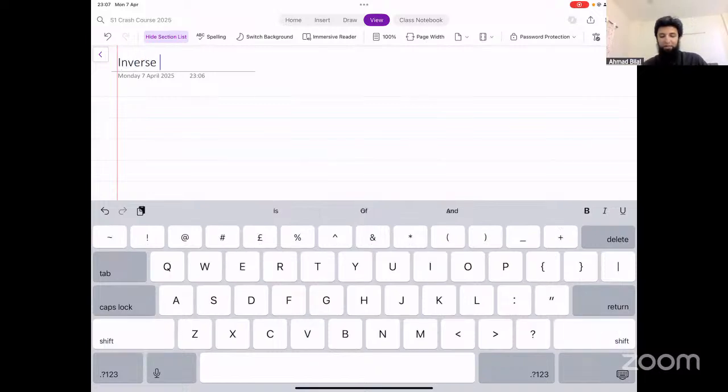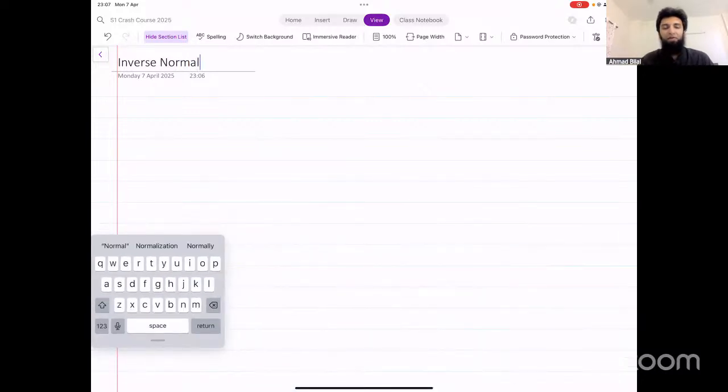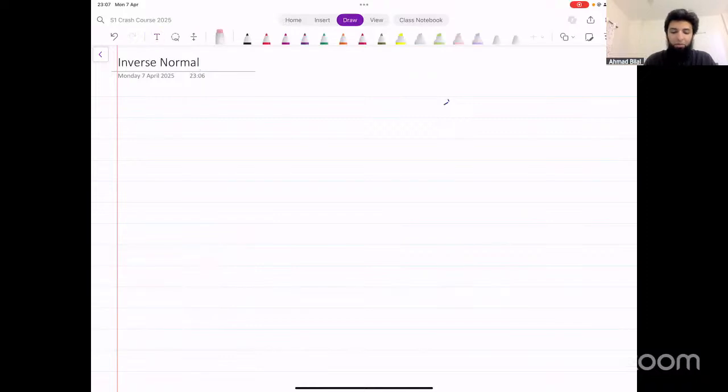So we call this inverse normal because now we will be doing the opposite of what we were doing before. We will do it in the opposite order, in the reverse order.